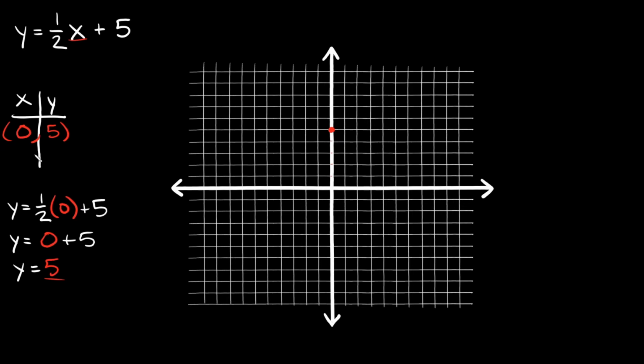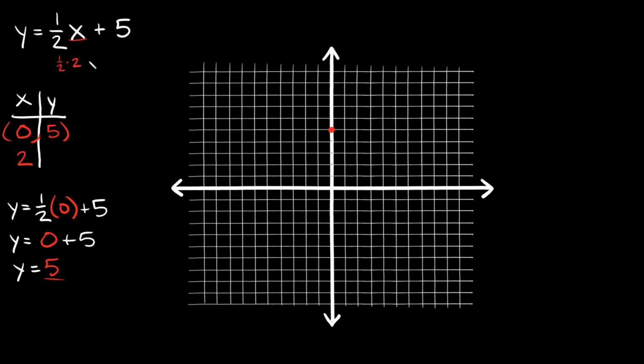All right, great. We found one point. Now let's find one other point so we can graph this. I'm going to plug in another number, just any number I want. This time I'm going to plug in a 2. The reason I'm plugging in a 2 is because when I multiply it by the 1/2, I'm going to have 1/2 times 2.